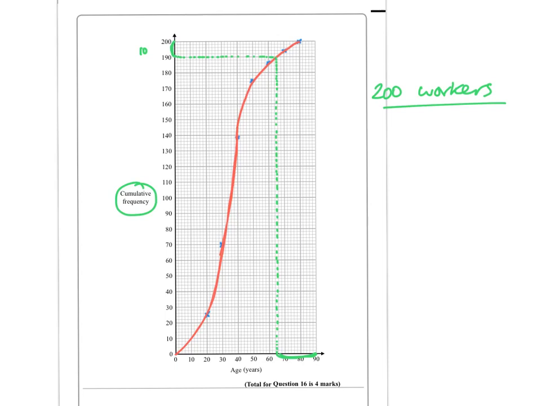So we only have 10 workers which would be 65 or above, but, well, Graham's wrong then, because he said 10% of the workers at the factory are older than 65, when really he should have said there's only 10 of the workers, and 10 out of the 200 is 1/20th, okay, or 5%. So he was wrong, not correct. Okay, so that's that question done.